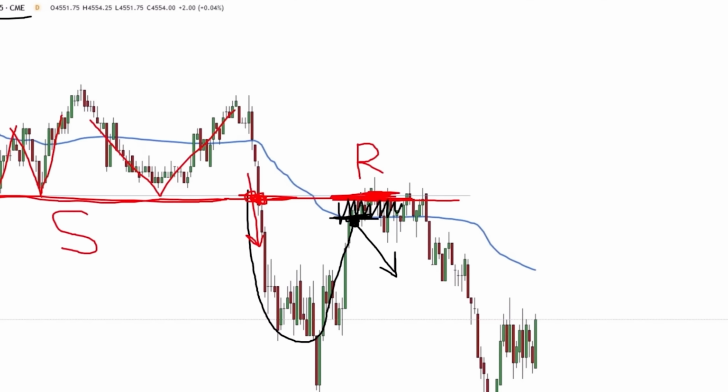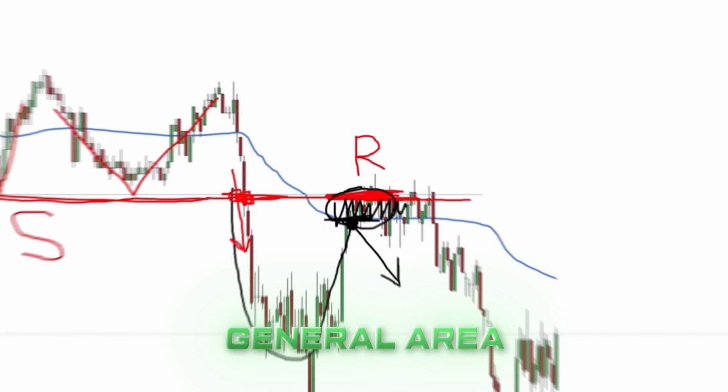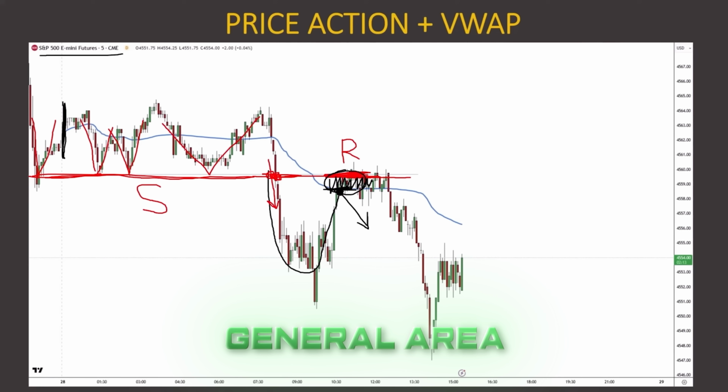If those meet in this general area, if they are close, then I count it as a valid combo and I trade from there, because combos have way better win rate. All right, so this is a combo of price action setup and VWAP.